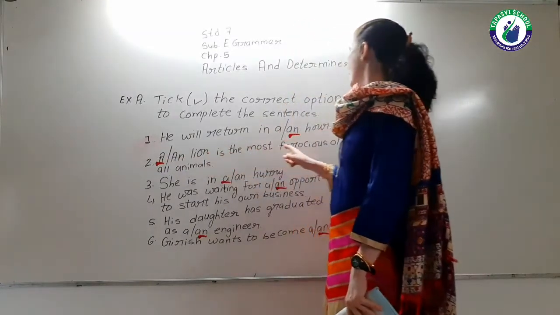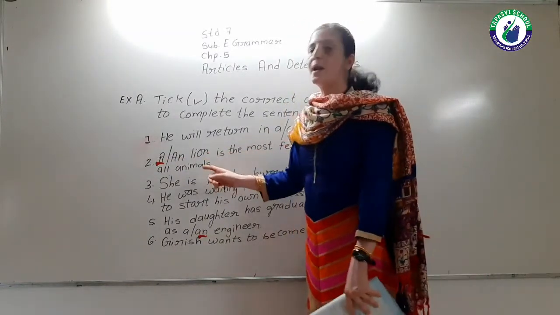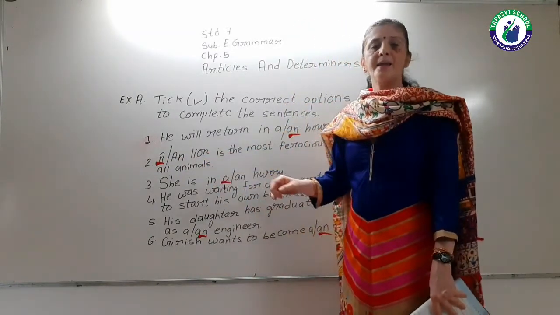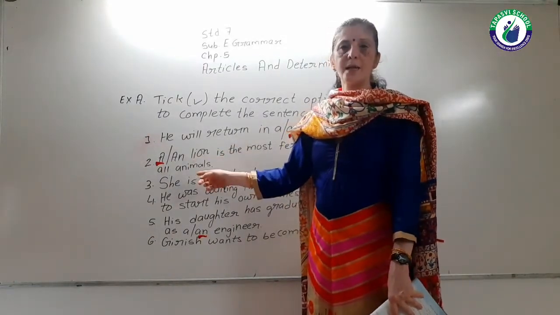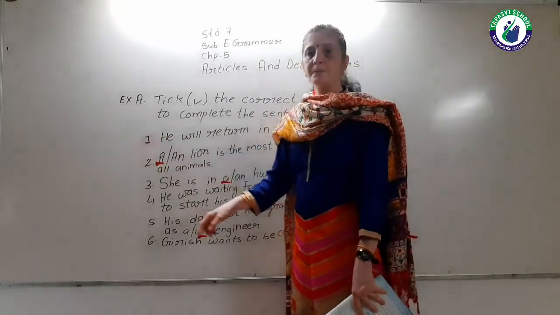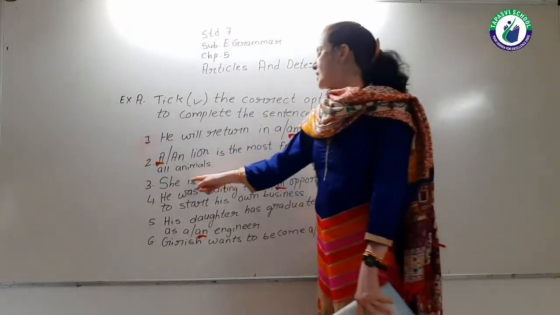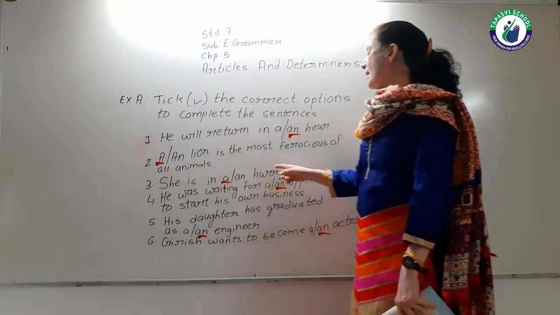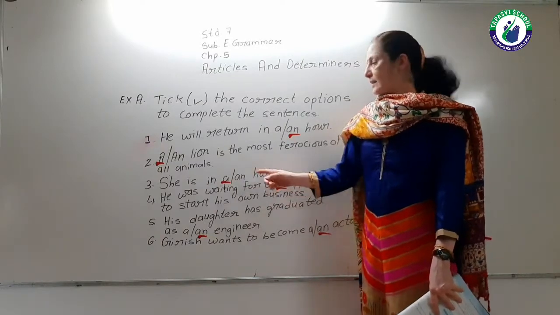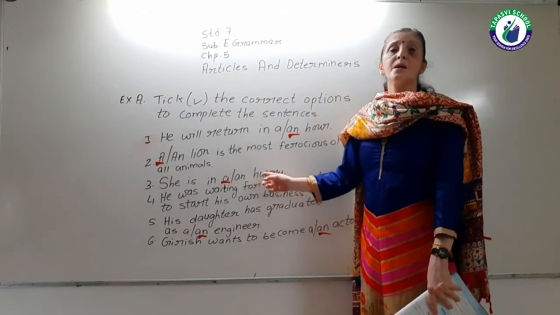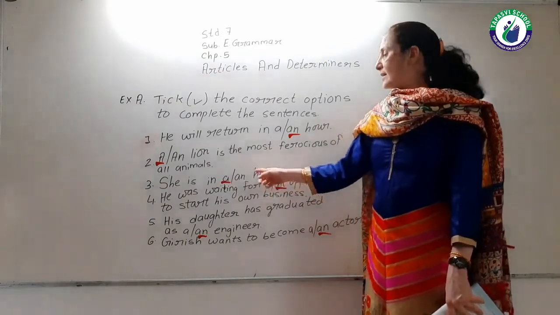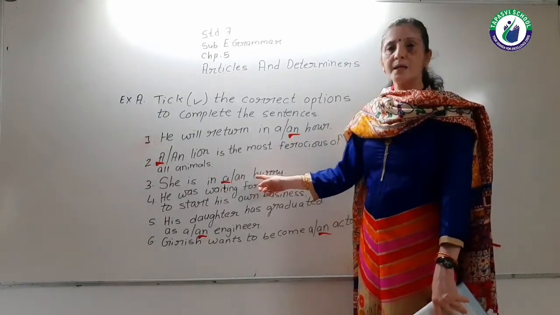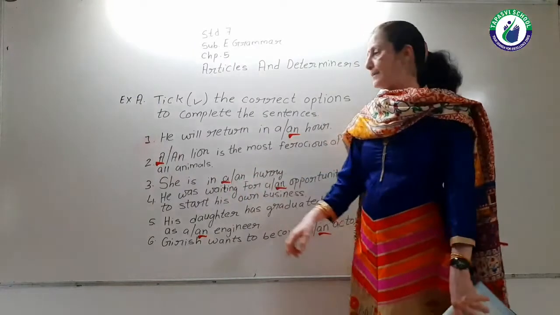A lion is the most ferocious of all animals. See, lion, it is started with a consonant, so we have to write "a". She is in a hurry. Here hurry is used as a phrase and it is started with a consonant, so we have to write "a" hurry.